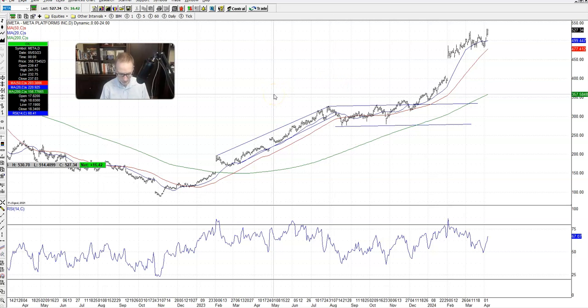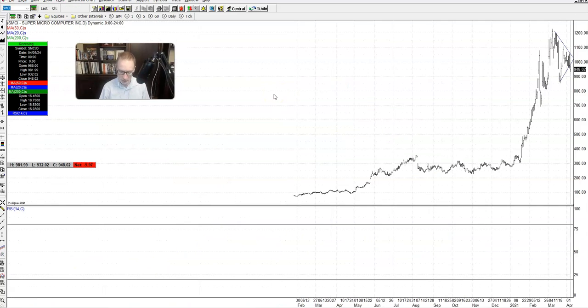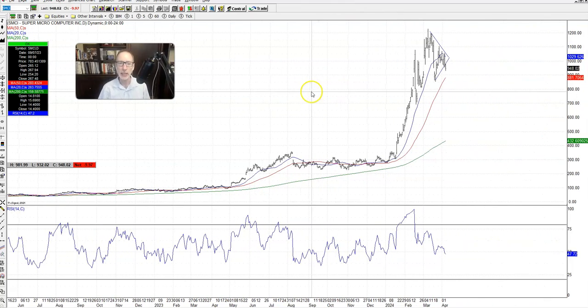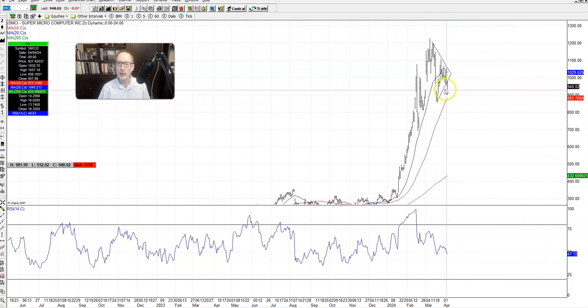Let's look at SMCI, another stock that we like to talk about because it's just had a monster move from 300 all the way up to 1200. It's creating this congestion pattern right here. It's starting to consolidate all those big moves and getting tighter and tighter. Eventually, it's going to break out. So on Friday, it seems like we had a little breakout below the bottom of the triangle here. This is what's called a congestion pattern.